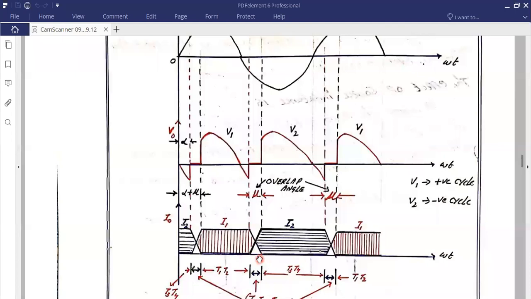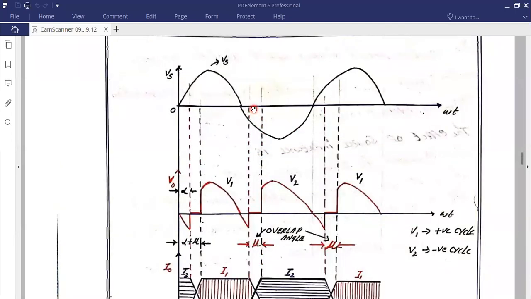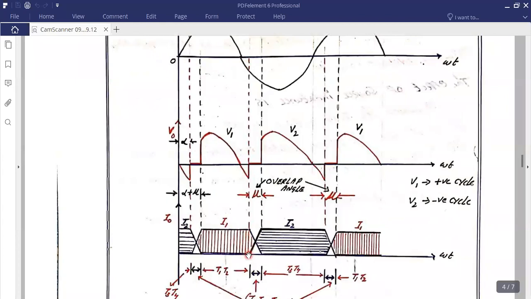The other pair of devices, T3 and T4, are going to be provided with the triggering pulse at pi plus alpha. From this particular point, the current should shift. That means the current should immediately change to this particular magnitude if the inductance is not considered. But due to the source inductance, the current is going to be gradually increasing and reaches this particular point after a while. That could be in milliseconds or in microseconds.